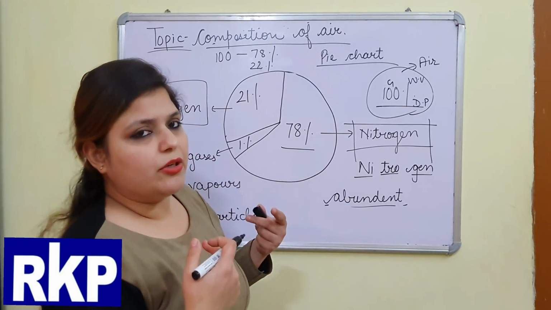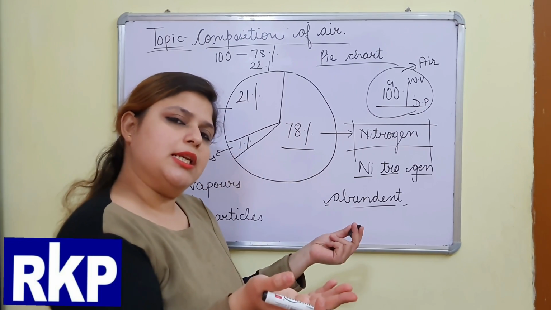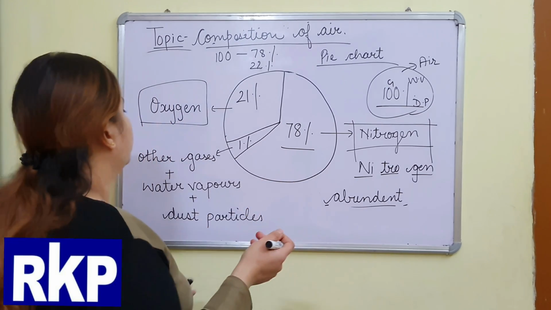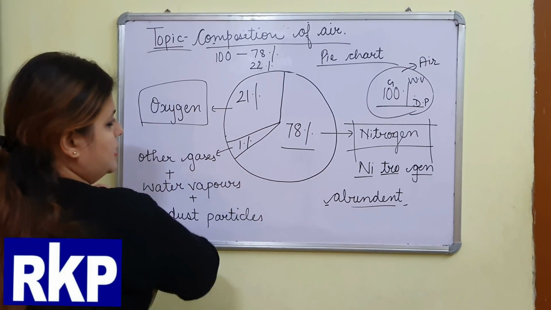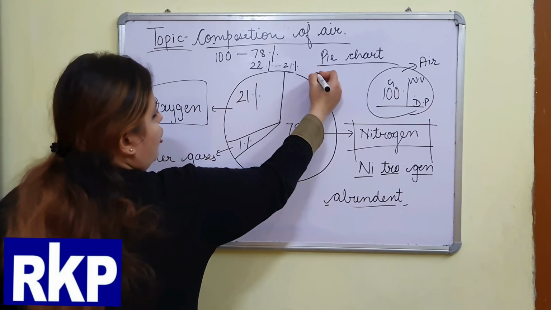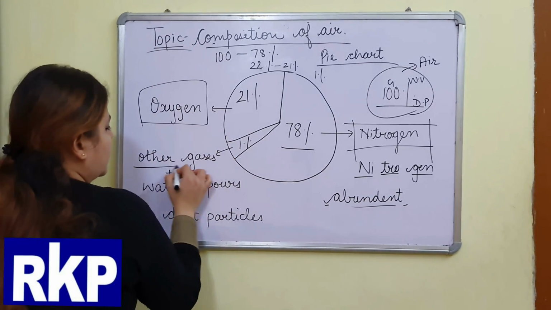And from where do we get oxygen? We get oxygen from plants. Plants release oxygen in our atmosphere and we absorb the oxygen from our atmosphere. So, 21% around us is oxygen. How much is left? 1% is left. This 1% is other gases.